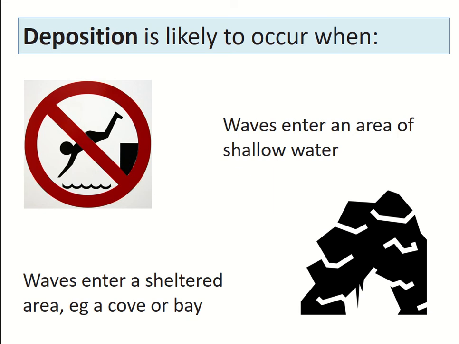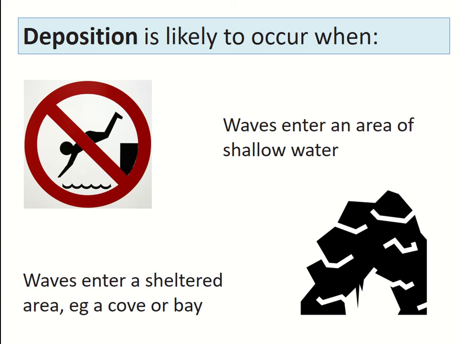Firstly, waves enter an area of shallow water. When a wave enters an area of shallow water, it loses energy because as you get into shallower water, there is less and less space for that wave. Therefore, it starts to crest and therefore it slows down. And as that wave slows down, it isn't able to push the material as much.